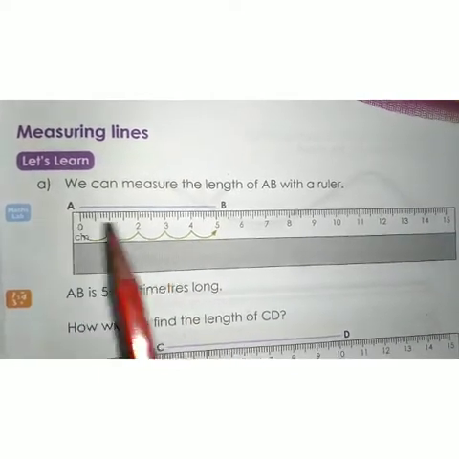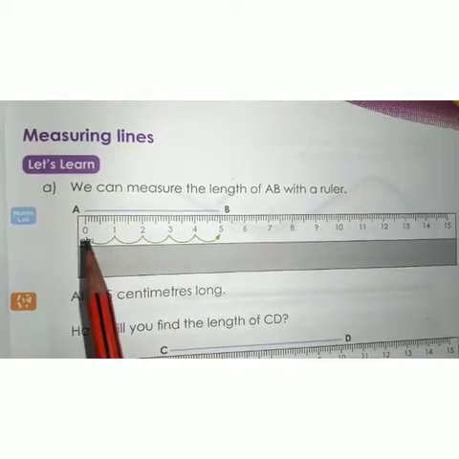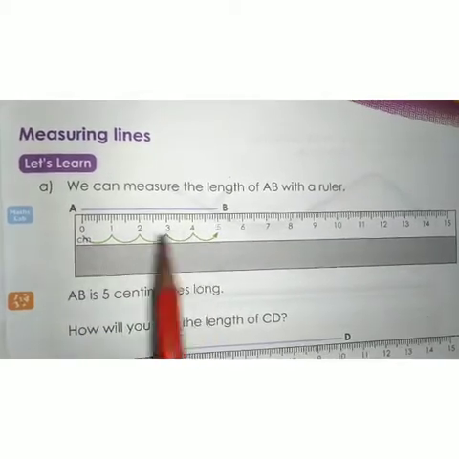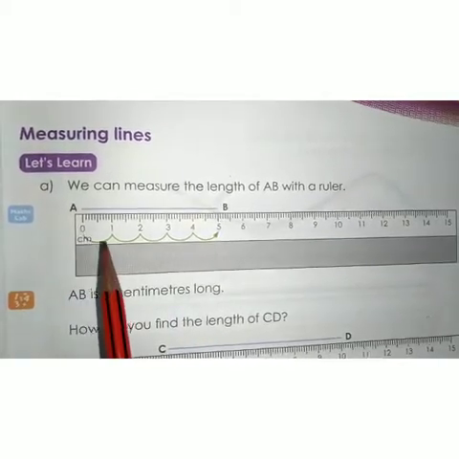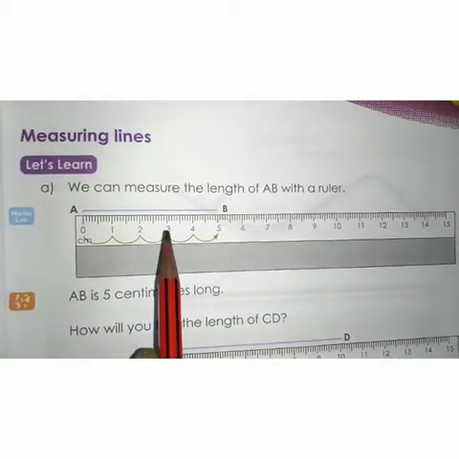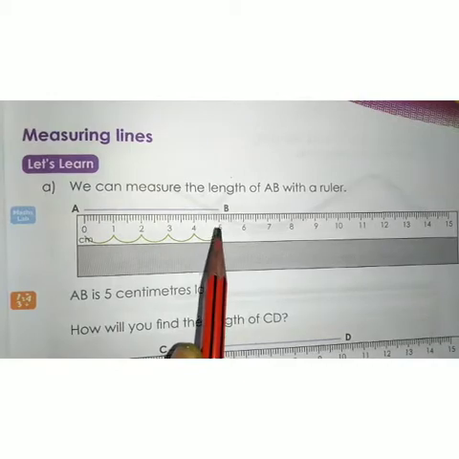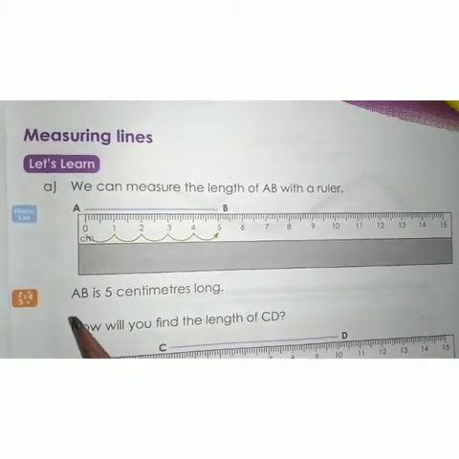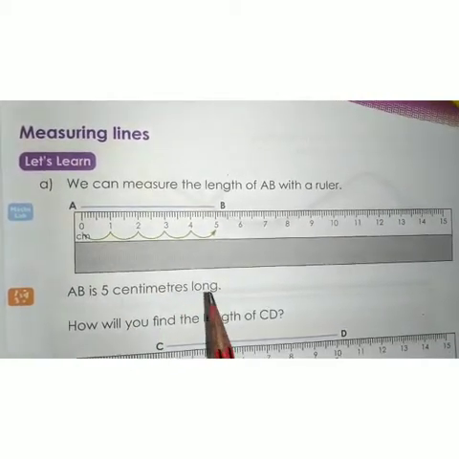It starts from 0 and ends at 5. Then the length of AB is 5 centimeters. 0 to 1 is 1 centimeter, 1 to 2 is 2 centimeters, 3 centimeters, 4 centimeters and 5 centimeters. Hope you are clear. AB is 5 centimeters long.